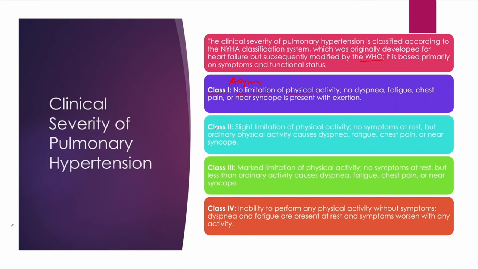Class two, next step up, slight limitation in physical activity, no symptoms at rest, but you do get some exertional symptoms. Class three, you start having marked limitation of physical activity. You still don't have many symptoms at rest, but less than ordinary activity causes these symptoms. And last but not least, the most severe class will be inability to perform physical activity without symptoms, and everything is present at rest and with activity.